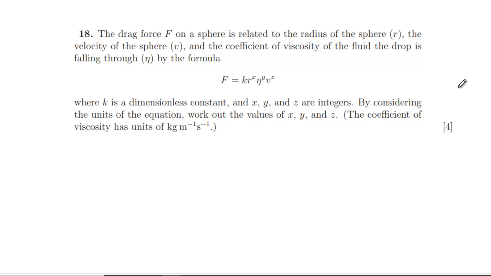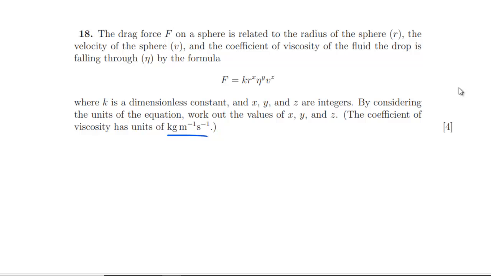We've got a drag force F on a sphere related to the radius of the sphere, the velocity of the sphere, and the coefficient of viscosity of the fluid the drop is falling through. Right, anyway, so I don't think we're going to necessarily need to understand all of that. K is dimensionless. X, Y, Z are integers. Consider the units, work out the values of X, Y, and Z. Okay, oh, and they've given us the coefficient for viscosity.